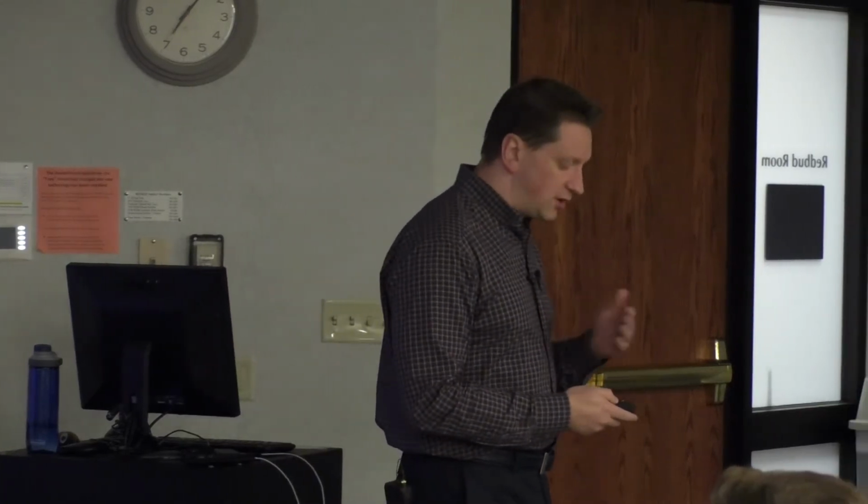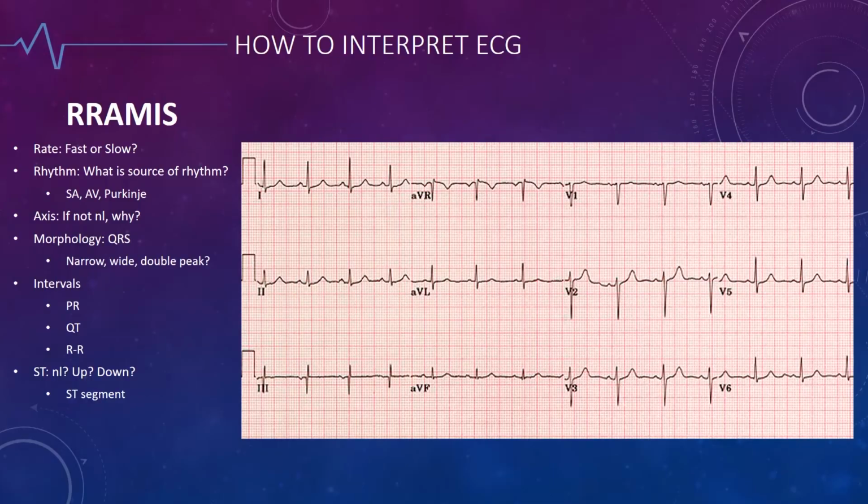At this point in my career, I've probably read 250 or 300,000 of these things. But it's a real long time. And even knowing that I wanted to do this forever and ever, those first 10,000 are rough. Okay? I mean, you really got to pay attention. So, they suggest considering the rate, the rhythm, the axis, the morphology, the intervals, and then go looking for ischemic stuff, like ST segments. Okay? That's not a bad way to do it.